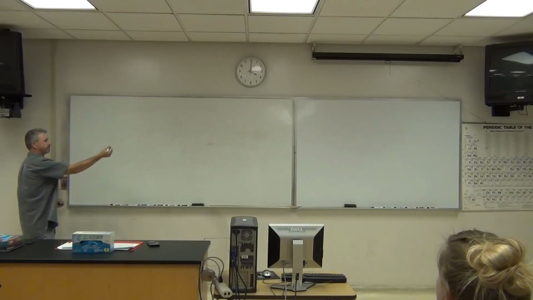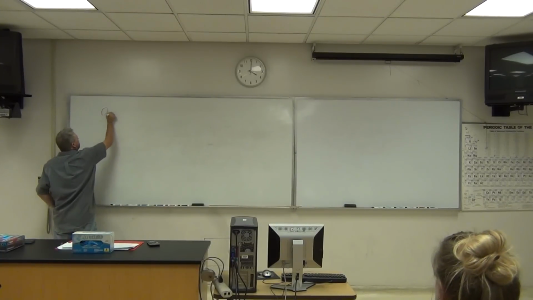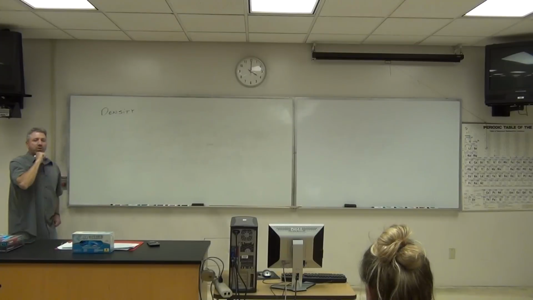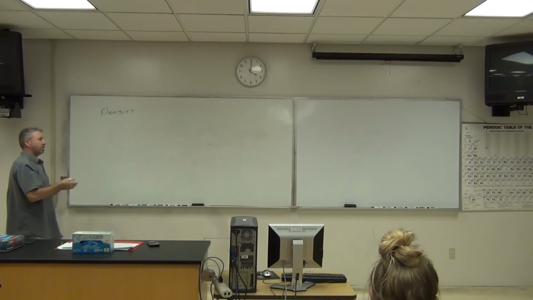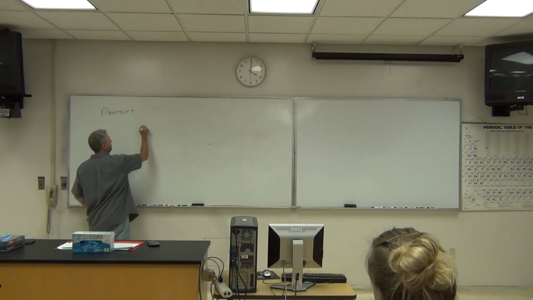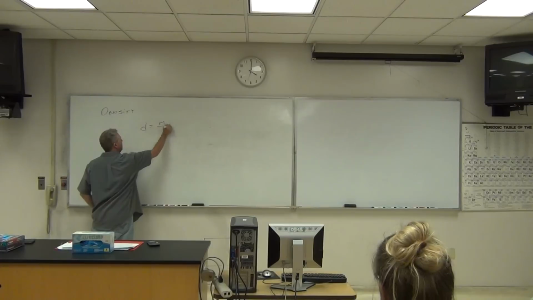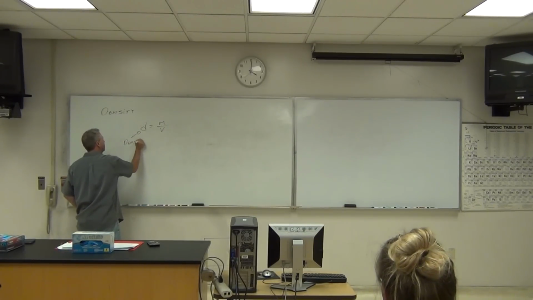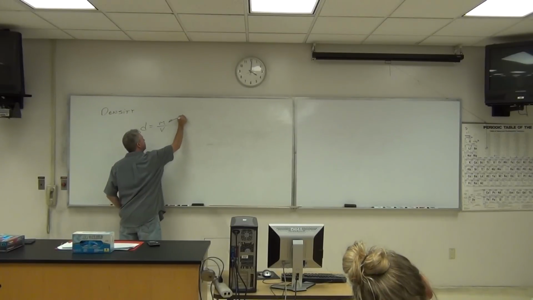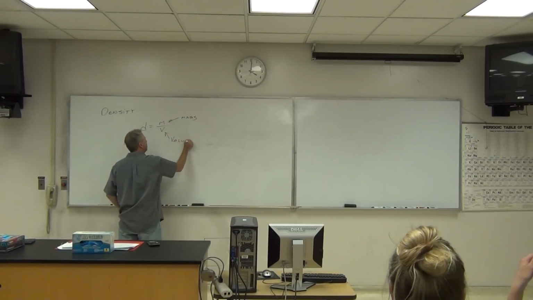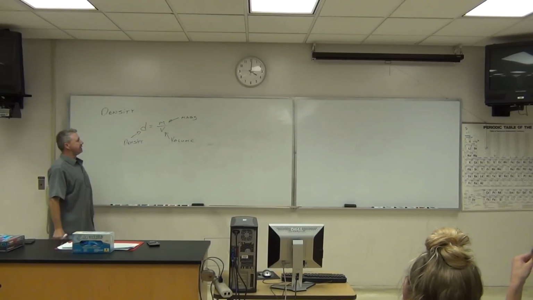When you talk about density, what you're talking about is a ratio of an object's mass to the volume that it occupies in space. And there's an algebraic expression, d equals m over v, where this is density, this is mass, and this is volume. Okay?